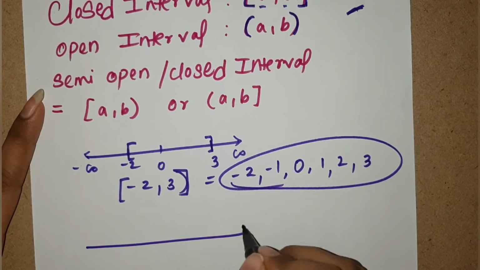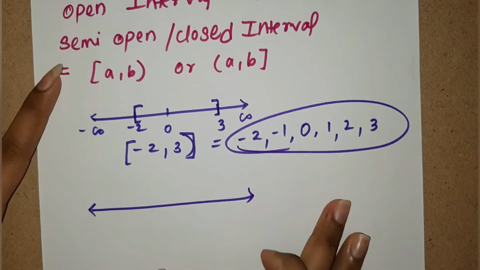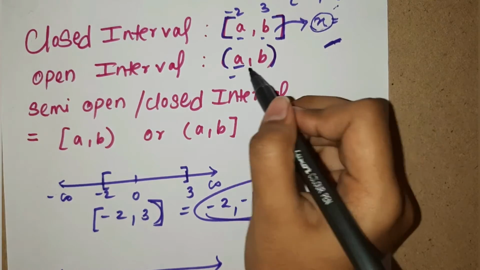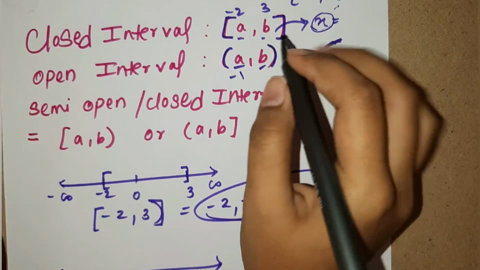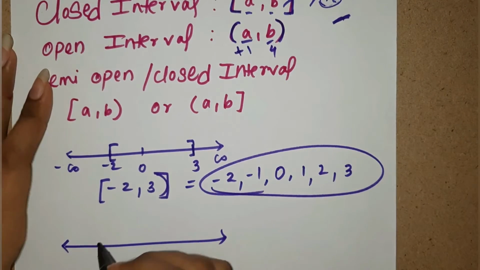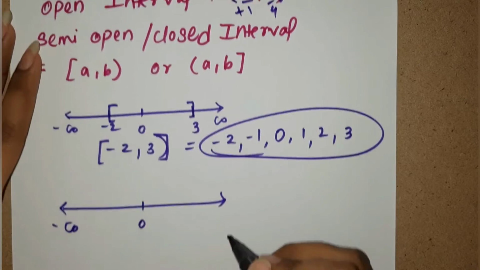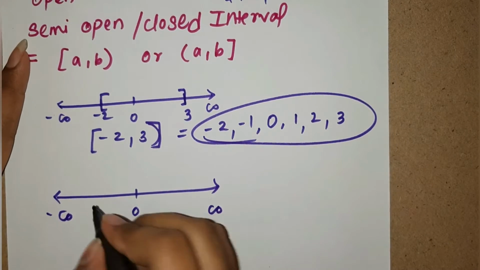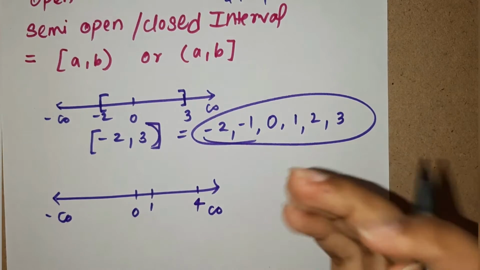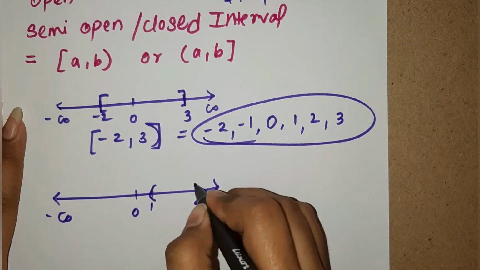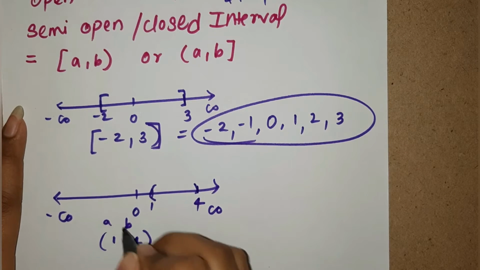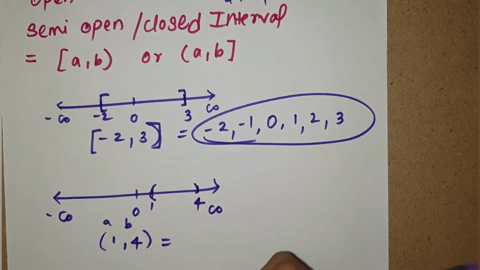Now let's see what is open interval. Very simple. Again, we take a real number line. Let us assume that a is 1 and b is 4. So this is 0, this is minus infinity, this is infinity. A is 1, so it will come somewhere here, and this is 4. This is open interval, we will put it like this. So we write it as (1, 4), where 1 is a and 4 is b.